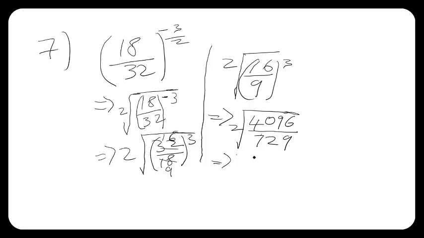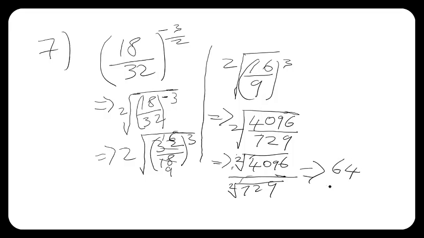So square root of 4096. This is the same thing as taking the square root of each of them individually. I hope you understand. So square root of 4096 all over square root of 729. What is square root of 4096? That's 64. And then square root of 729 is 27. So we are having 64 over 27 as our answer.